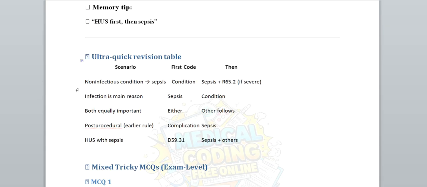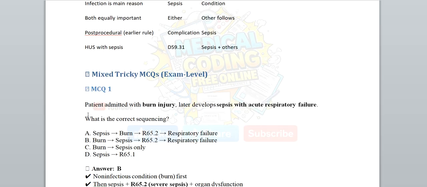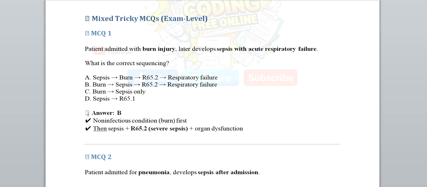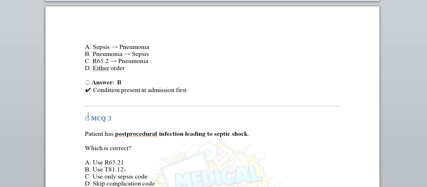So scenario C. These are the MCQs. I scroll one by one, and after that you see the answers to the questions.